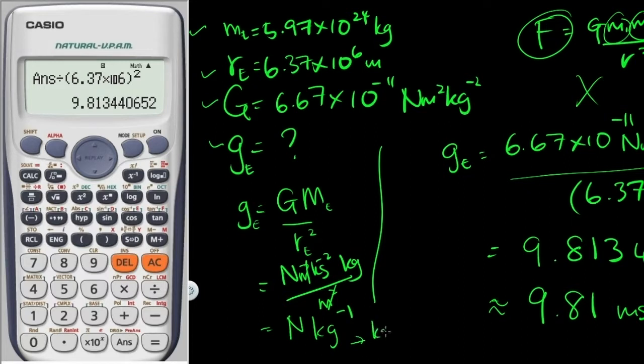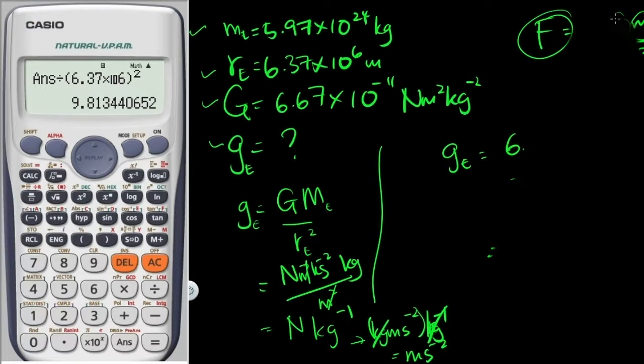So Newton is kg meter per second minus 2. So this is Newton times kg minus 1. So kg and kg minus 1 we can cancel out. So we will get meter per second square. So this is how we can determine the unit of the acceleration. And this is the value of gravitational acceleration on the surface of the Earth. Okay, let's look into another example.